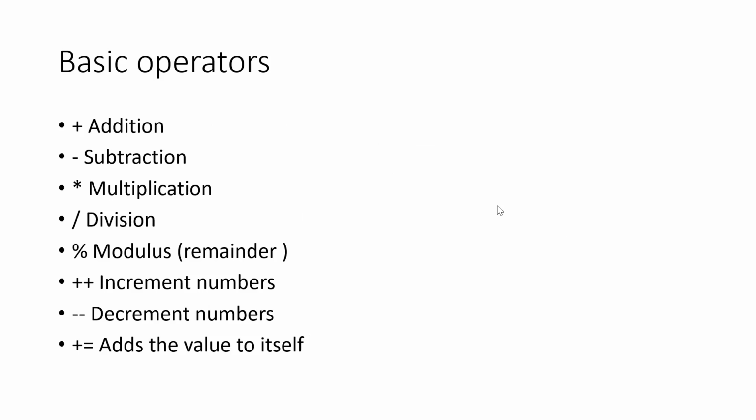And then we will discuss arithmetic operations. For example, you can use addition, subtraction, multiplication, division, or modulus operation, which means remainder, increment, decrement, and adding the values to itself. So we can use these as basic operators available in JavaScript.